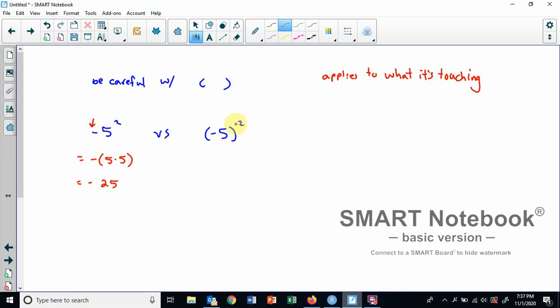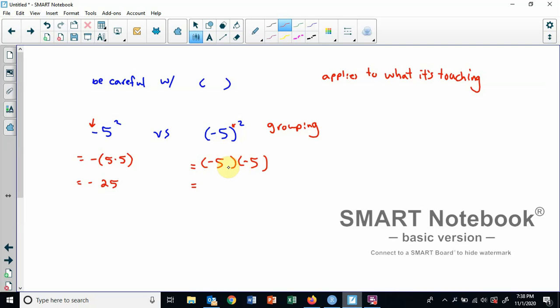Over here, it's very different. What is the 2 touching? Well, it's not touching the 5 or the negative. It's touching a parenthesis. Do y'all see that? Well, what's a parenthesis? Remember, parenthesis is a grouping symbol. And so it has this entire term grouped. So what am I going to write out twice? I'm going to write out the parentheses twice. But whatever is inside the parentheses is grouped and has to come along for the ride. And so parentheses negative 5, squared on the outside, means negative 5 times negative 5.